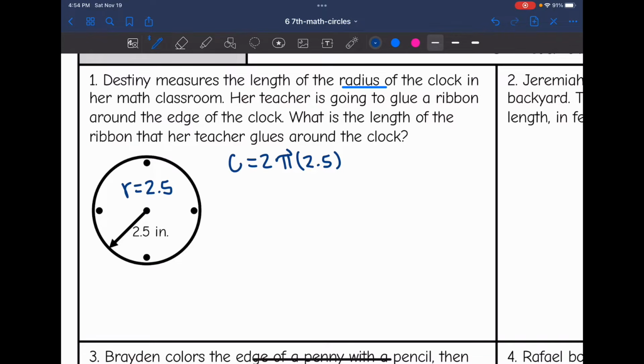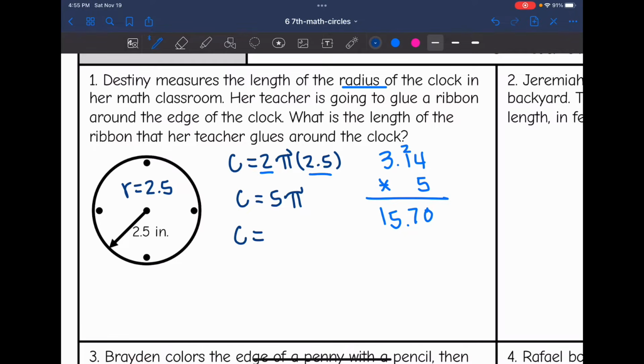So let's multiply these numbers that are easier to multiply first. 2 times 2.5 would be 5. So the circumference will be 5 times pi. So I need to do 3.14 times 5. And I get 15.7. So the circumference of this circle would be 15.7 inches.